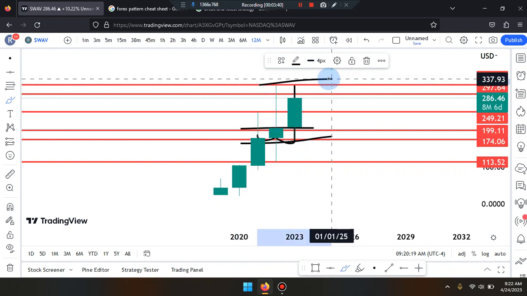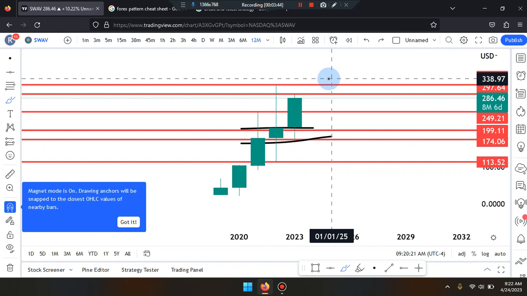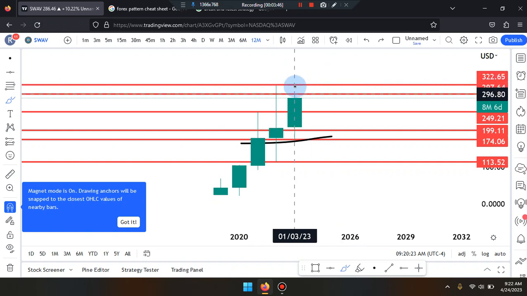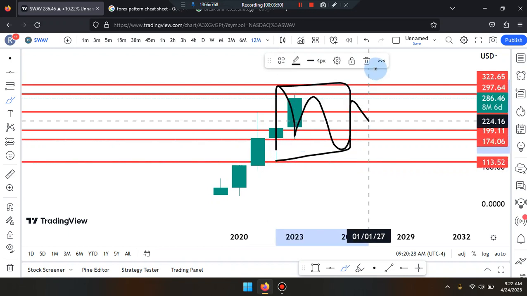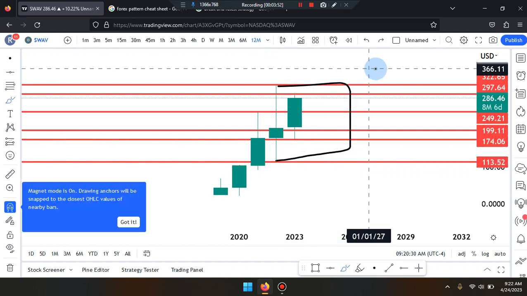So we are just waiting for it to engulf the second last candle wick to see if it's going to push up, but it's within that, so we are in consolidation. The market can be consolidating sideways until that pattern is performed.